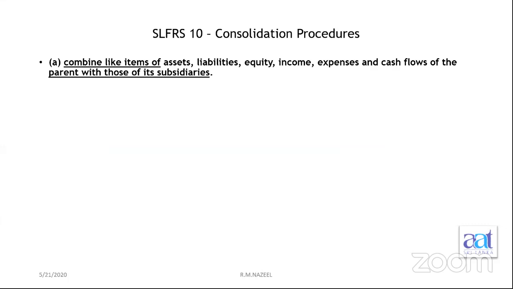Parent assets are there, subsidiary assets are there. You need to combine them and present. Parent liabilities are there, subsidiary liabilities are there. You need to combine and present. So this is the one accounting treatment or accounting method which is explained by the consolidation standard, right?